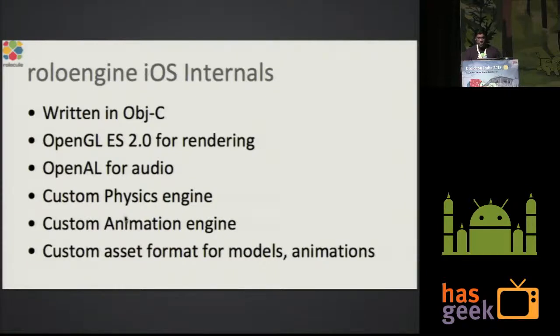So what is Roloengine? Roloengine saw its beginning in iOS. Hence, it was a custom in-house engine specifically geared towards racket sports, which was written in Objective-C. It used OpenGL ES 2.0 for rendering. OpenAL is the equivalent for audio, which gives you 3D audio rendering as well. We had a custom physics engine which we use for some of our advanced features for Flick Tennis and the rest of the games. We had our own animation engine for skeletal animations, and for an optimized asset pipeline, we built our own proprietary format which we used for assets such as models and animations.